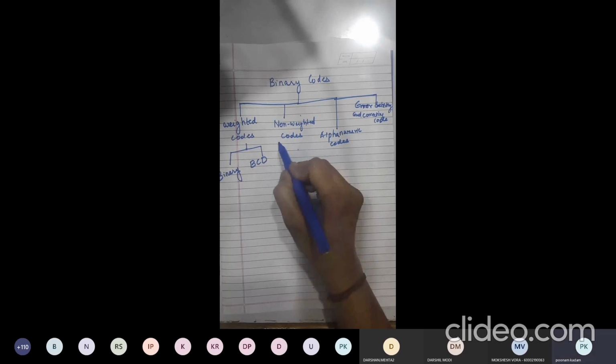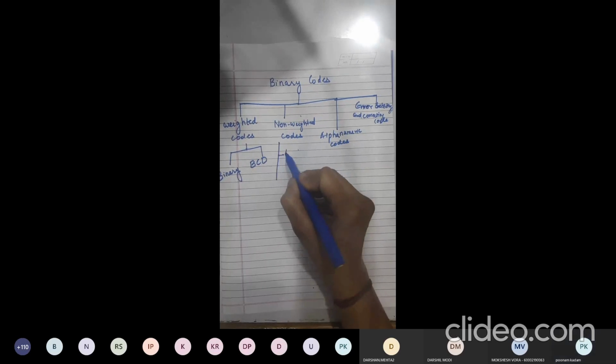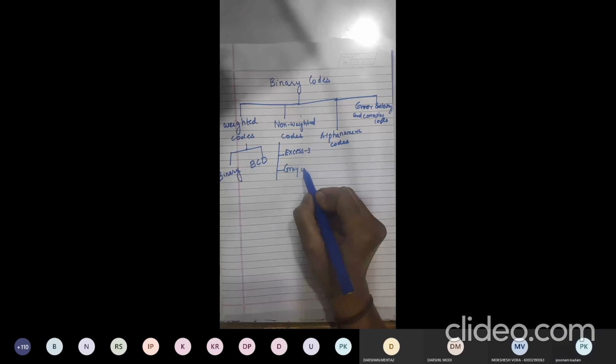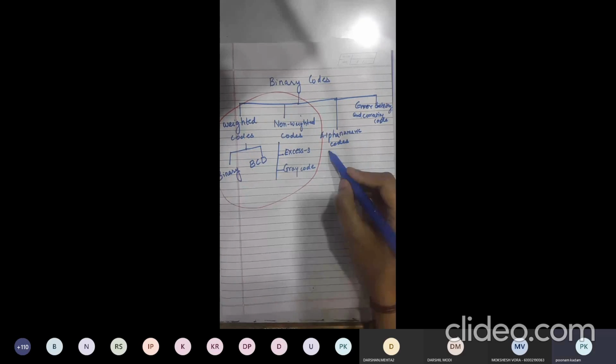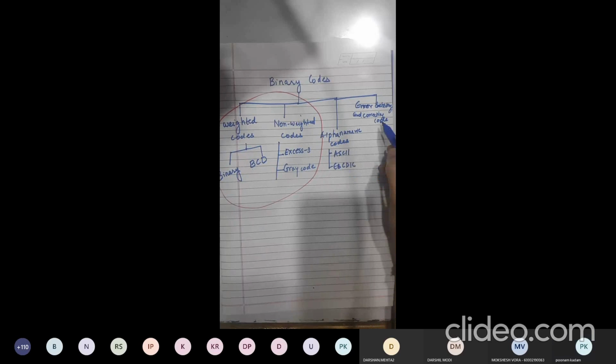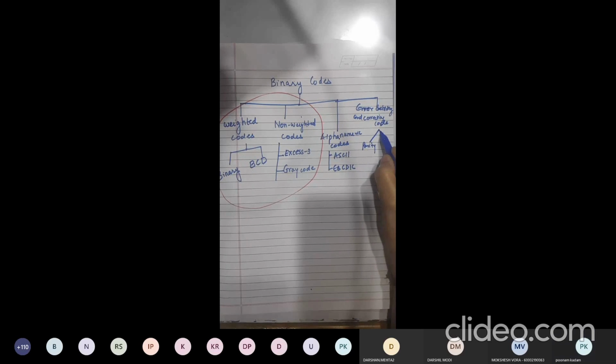Some of the examples of non-weighted codes are XS3 code and gray code. We are going to look at these 2 categories of codes. Some examples of alphanumeric codes are ASCII codes or EBCDIC code. Some examples of error detecting codes are parity codes or parity bit and Hamming code.